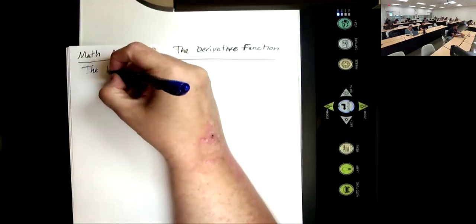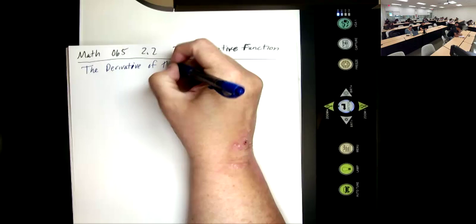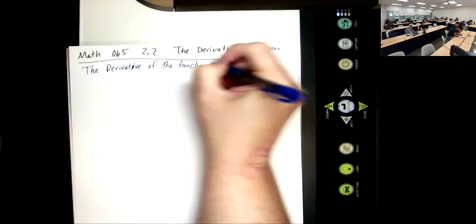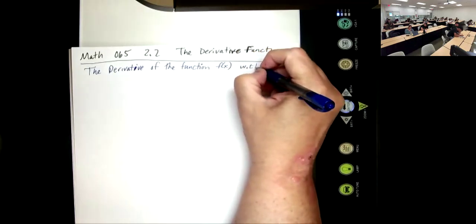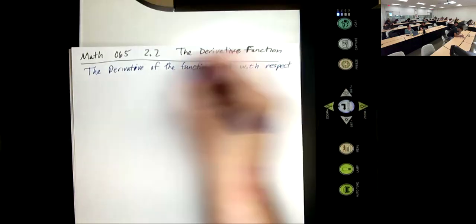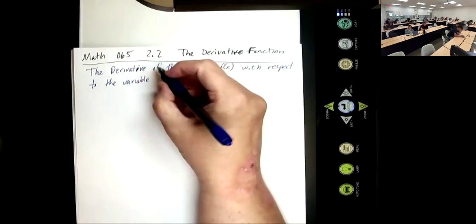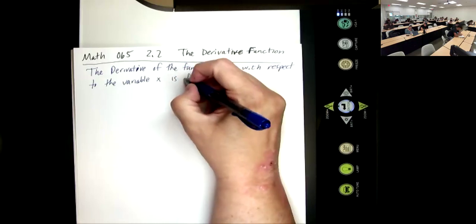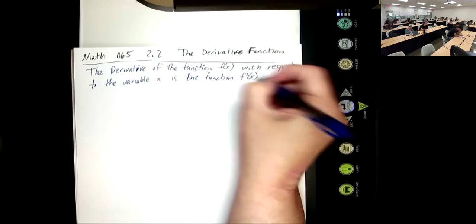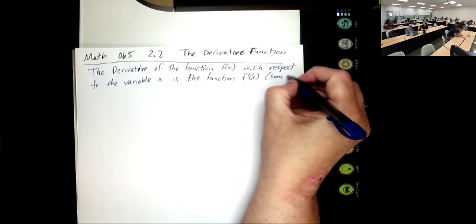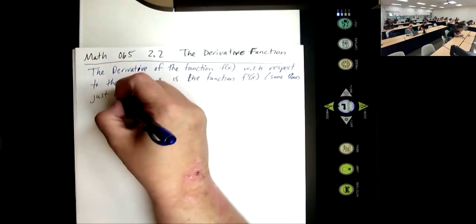The derivative of the function f of x with respect to the variable x is the function f prime of x, sometimes just abbreviated f prime.